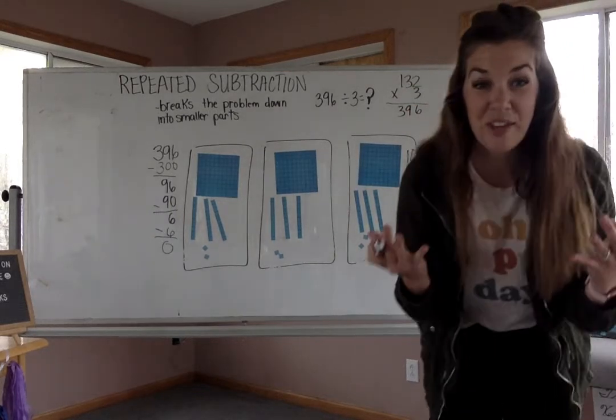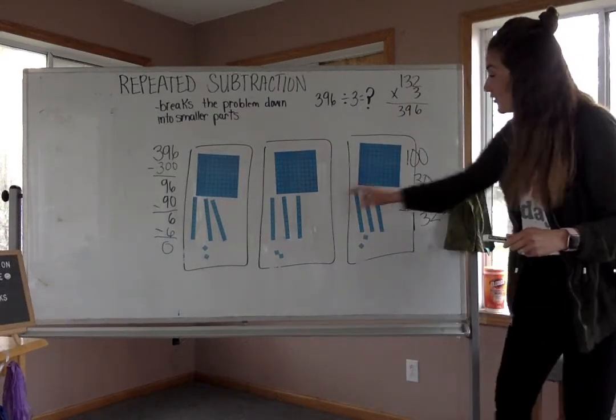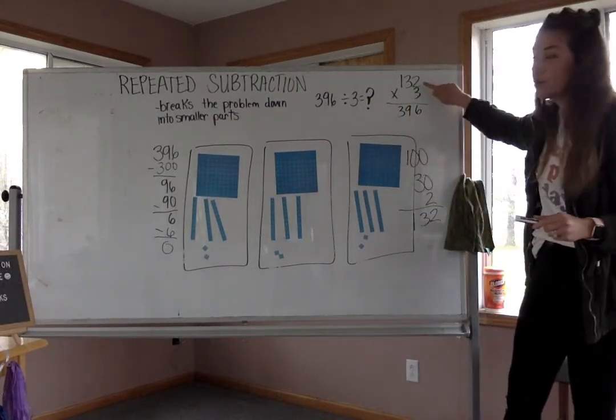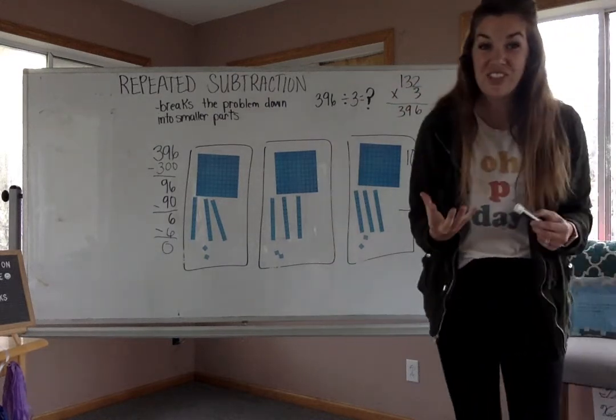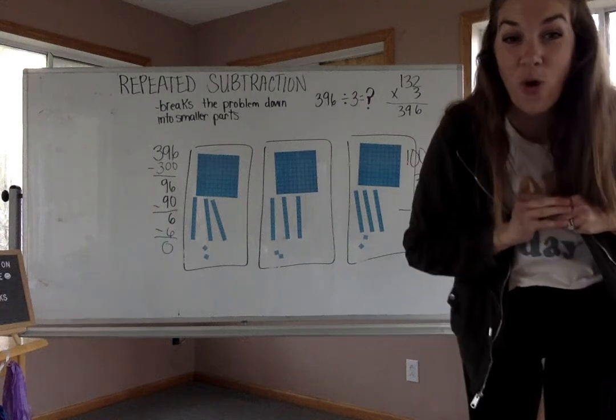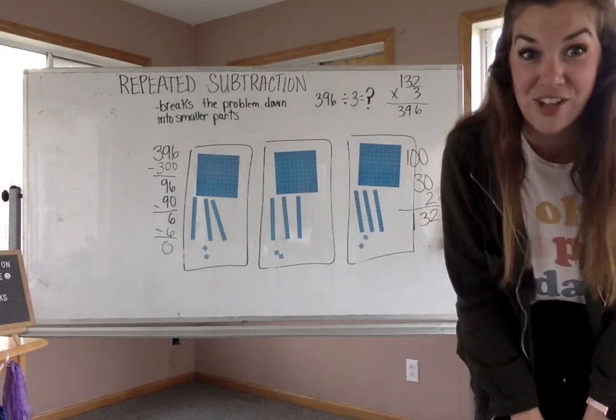Oh my gosh, friends, we have successfully helped Pirate Pete. Pirate Pete should give each of his crew members 132 coins. And this quick check shows that we did this correctly. Way to go. I know Pirate Pete is going to be so happy and so proud of you for helping solve this problem.